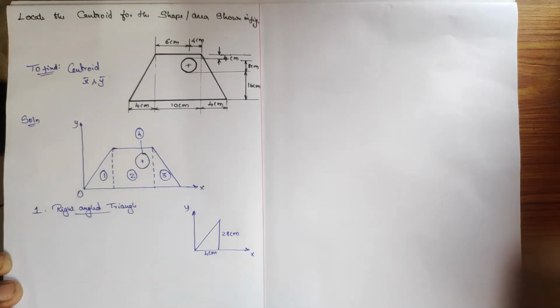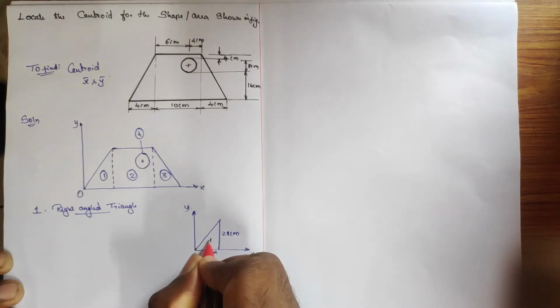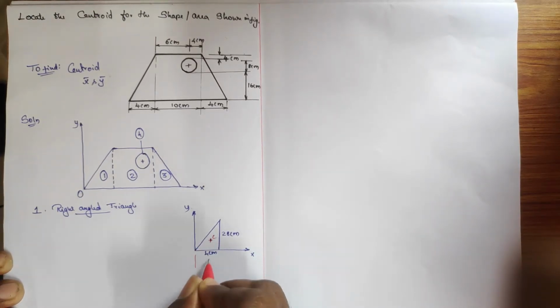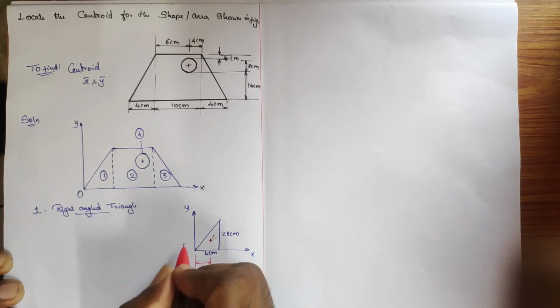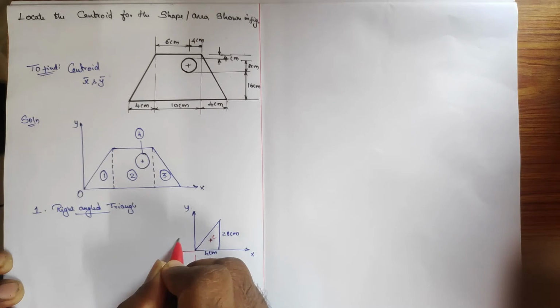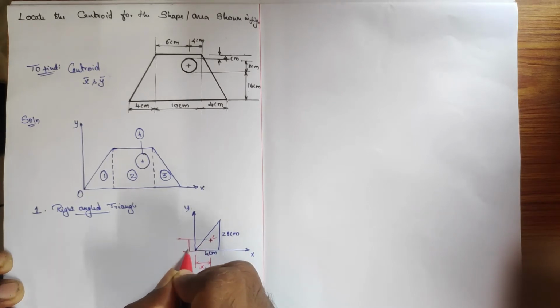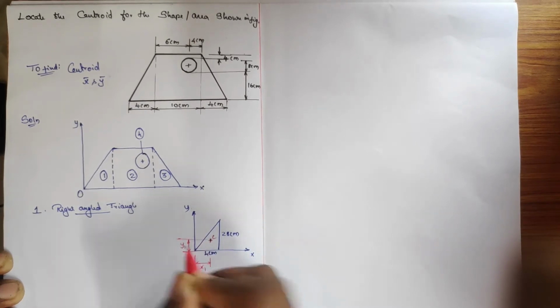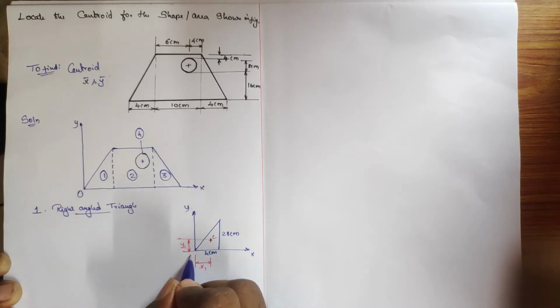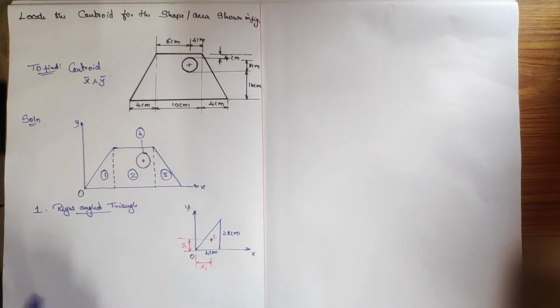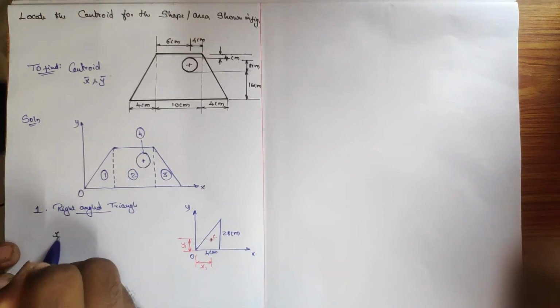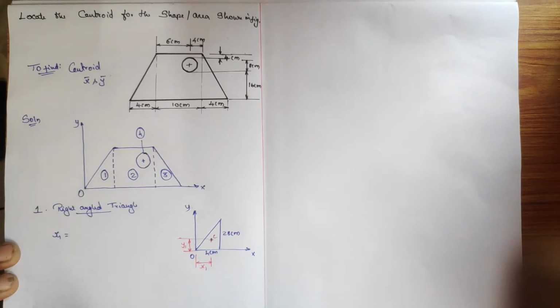And then the self-centroid for this object we need to find. If I represent the centroid as C, we need to find x1 and we need to find y1. This is O. First let's find x1. What about the formula for the right angle triangle?